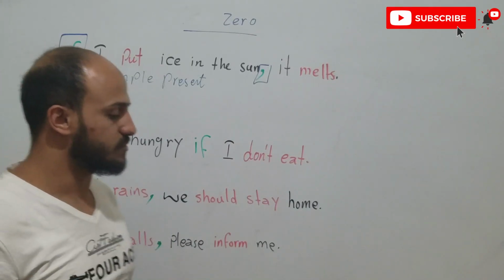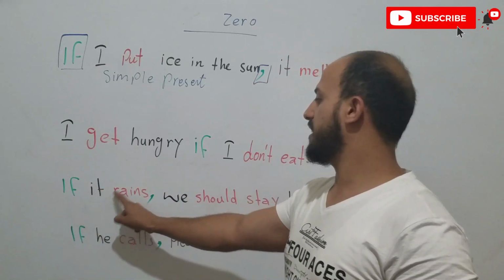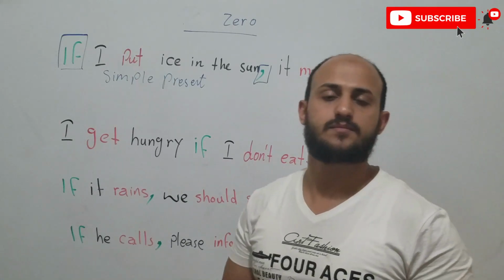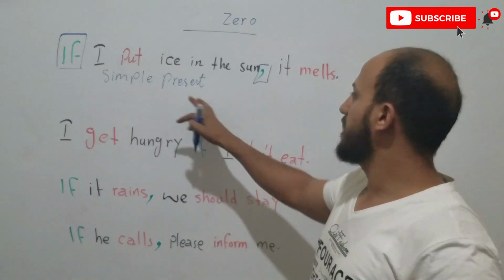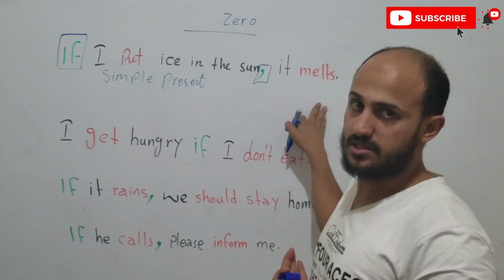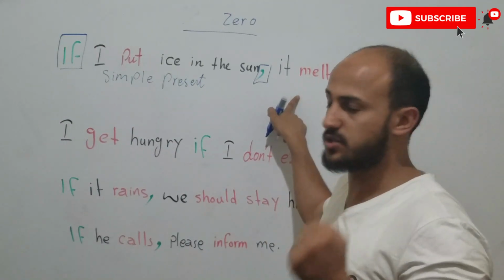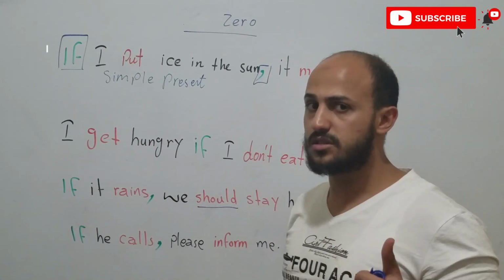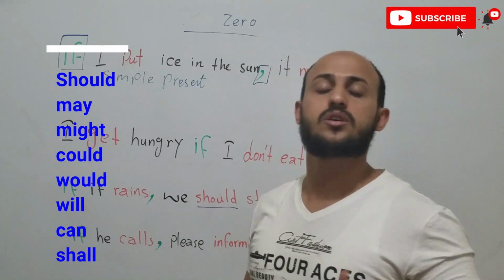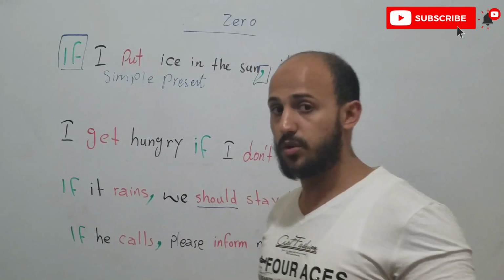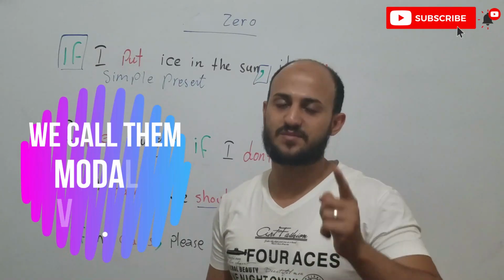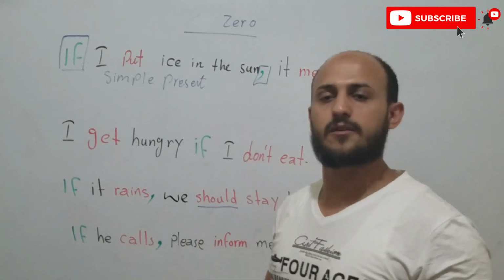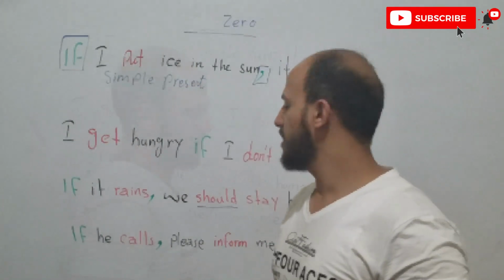Now let's go to number two. Here. If it rains, we should stay home. See, here I told you, simple present, simple present. You can change simple present, the second one, or this one, no problem. You can change it with what we call should, may, might, could, would, will. What we call this? Modal verbs. Exactly. So you can change the simple present with modals. Great.